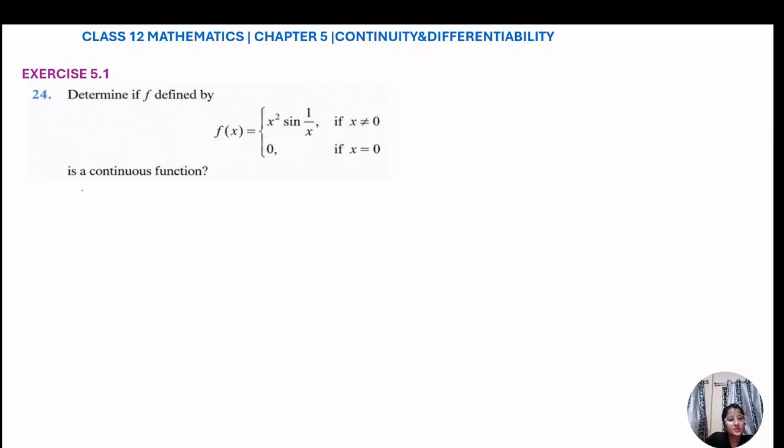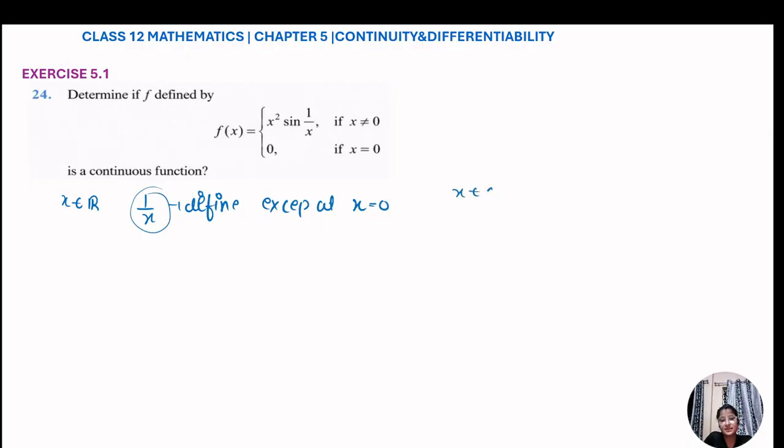We know that for any x belonging to the reals, 1 upon x is defined except at x equals 0. So if x is a real number minus 0, then 1 upon x will again be a real number. Now we know that sine is defined for all real numbers, and sine is continuous at any real number. X square is also continuous at any real number.